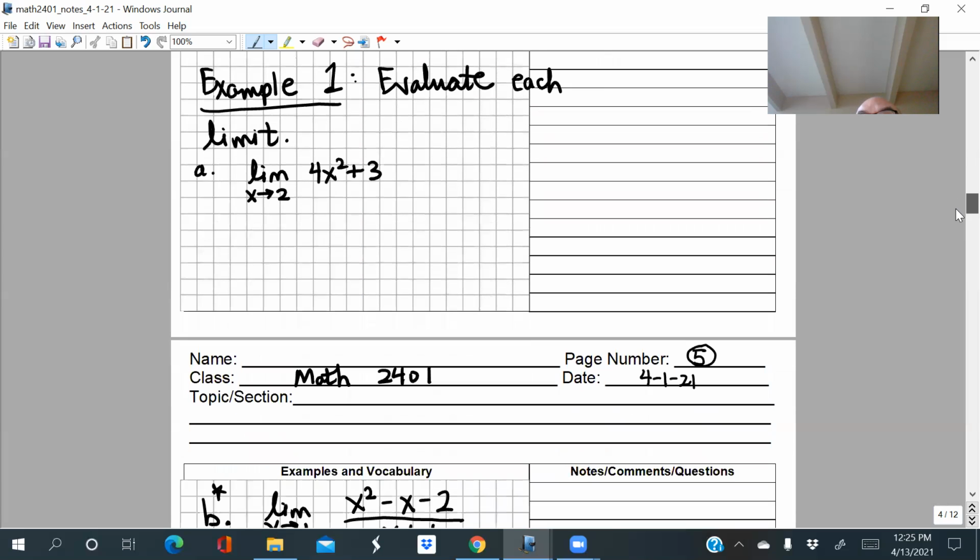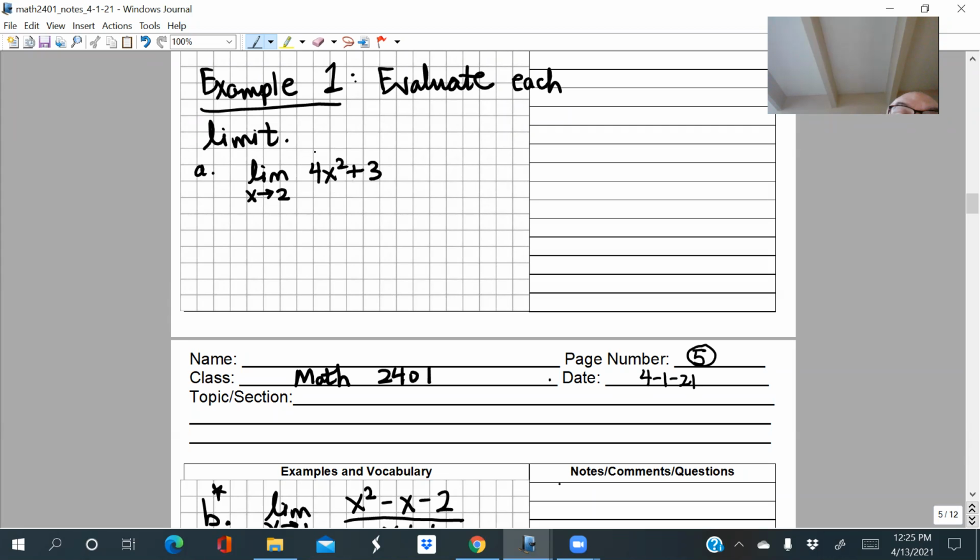Let me show you a quick example here, and then we'll take a break. Suppose we want to evaluate the limit of this expression. Pretty easy expression there, right? 4x squared plus 3. And we want to know what's the limit of this expression as x approaches 2. What value is this expression getting close to as x approaches 2?